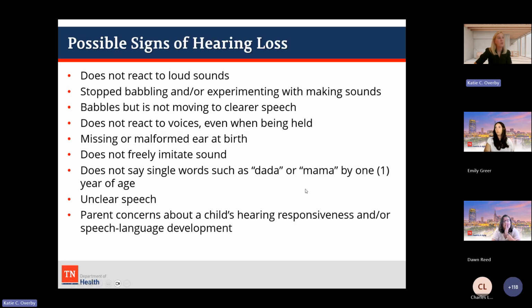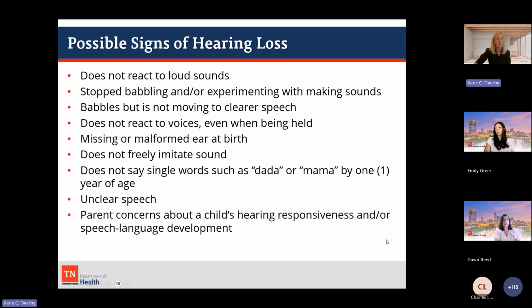And some signs that you can look for: not reacting to loud sounds, obviously if they were younger, they're not babbling, something's malformed or missing on their ear, they're not saying single words. A lot of their speech is unclear. That could be, again, a unilateral, maybe a high frequency loss, or if a parent expresses concern or someone on the team expresses concern.